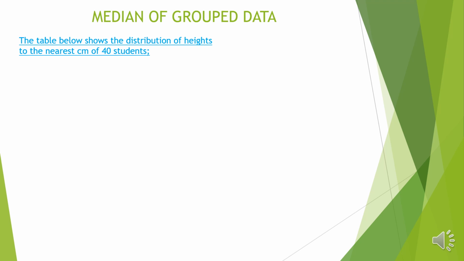I just want us to go through the median of grouped data, and I'm going to provide an example. Using that example, we will demonstrate how to find the median of grouped data. The table below shows the distribution of heights to the nearest centimeters of 40 students.